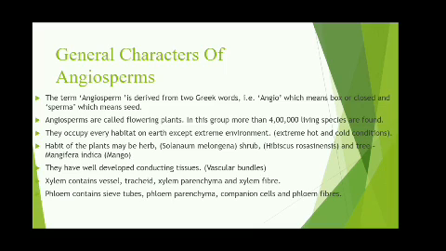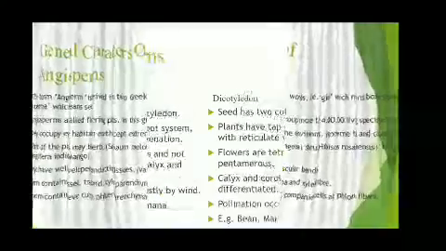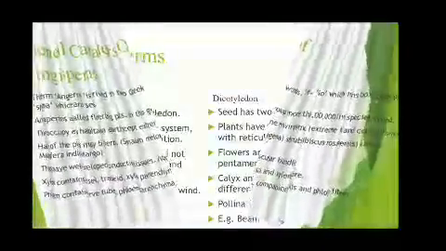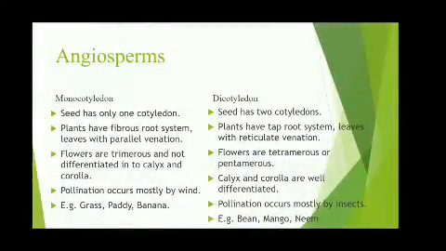These are the different cells present in the phloem tissue. In the same way, the xylem vessel, tracheid, xylem parenchyma and xylem fiber are the different cells present in the xylem tissue. So these angiosperms possess well developed conducting tissues, that is, vascular bundles. These angiosperms are classified into two classes, that we have studied in the previous class also. They are monocotyledons and dicotyledons.